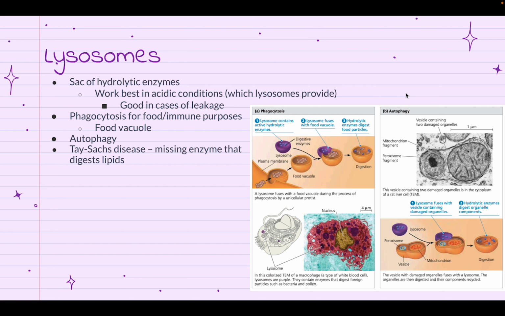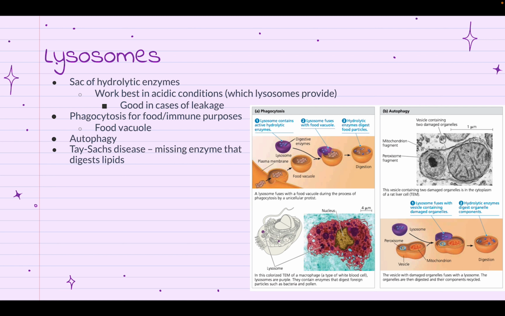All right, so now we'll move on to lysosomes. Essentially, they're a sac of hydrolytic enzymes in a plasma membrane sac. The enzymes within a lysosome work best in acidic conditions, and lysosomes provide these acidic conditions. It's very acidic within a lysosome.